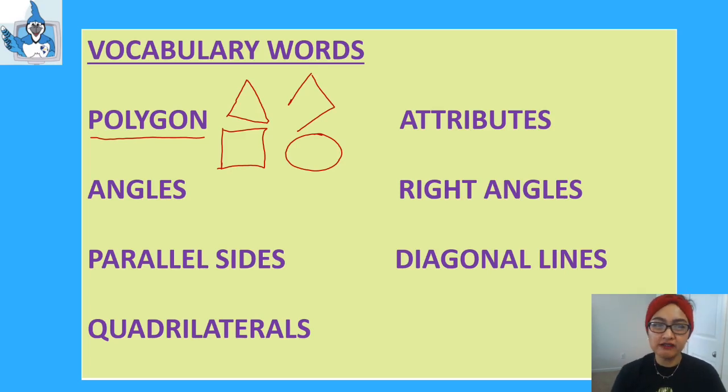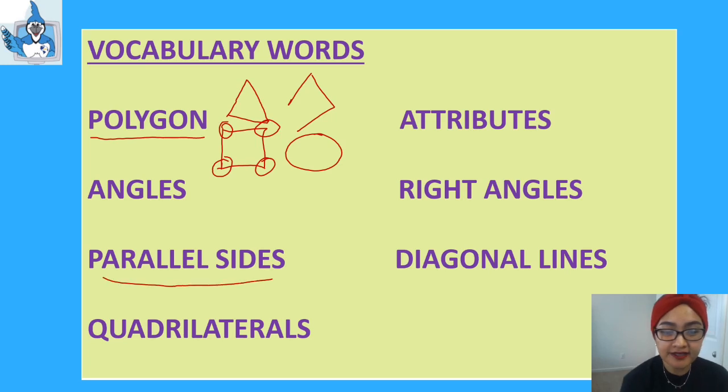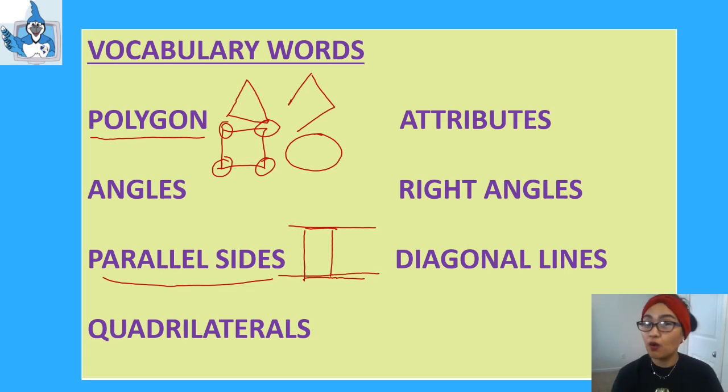All right, so angles. Angles actually is when you look at the square, we have 4 angles here. This is where 2 lines meet and make that point. So that's an angle. Now, parallel sides are sides that do not cross. So let's say, for example, this side is parallel to this side. They will never touch or cross. And this side is parallel to this side, okay? Because they will never ever cross.